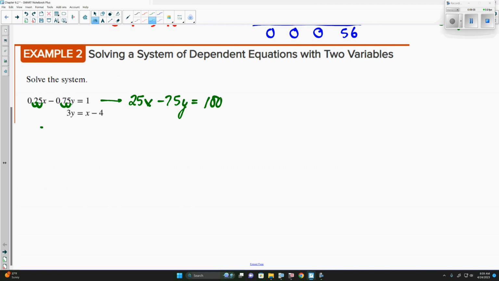On the other equation, I'm going to subtract x from both sides, telling me that negative x plus 3y is equal to negative 4.